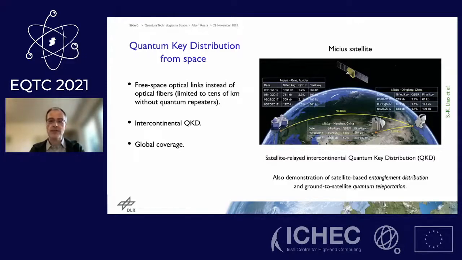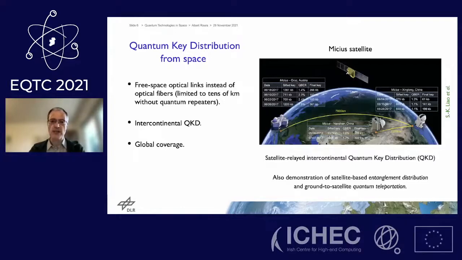And a key point here is the fact that, compared to transfer of quantum states on ground with optical fibers, which is limited to tens of kilometers unless one uses quantum repeaters, free space optical links, which are available when a link through a satellite is employed, don't have that limit and allow, as I said, establishing intercontinental distribution of quantum keys, and also global coverage without the need of having deployed a wide network of optical fibers with quantum repeaters.